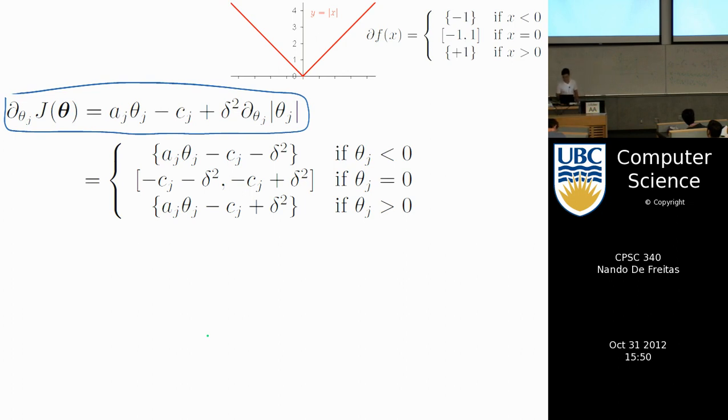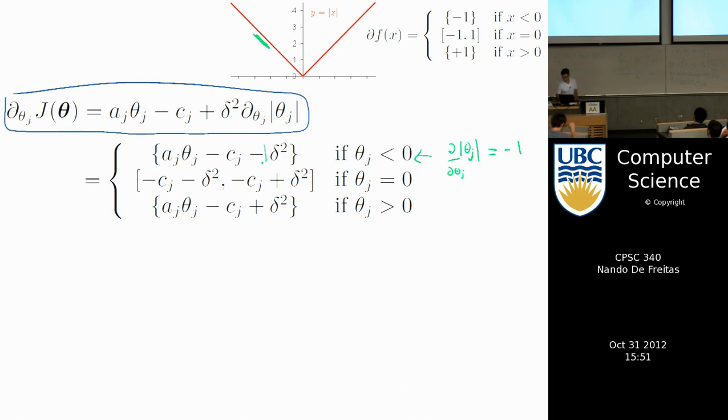So let's look at the first case. Theta is negative. So we're in this case here, when the slope is negative. When theta j is less than 0, then the derivative of theta j with respect to theta j is just equal to minus 1. And so all I'm going to do here is replace the derivative by a minus 1. And I'm done with that case.